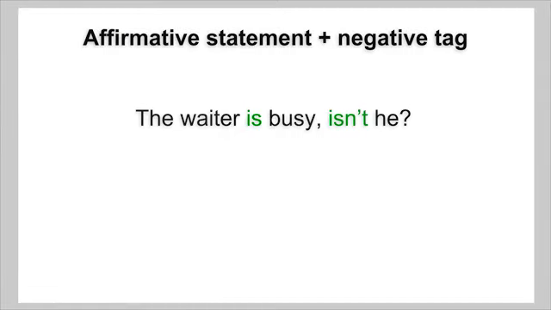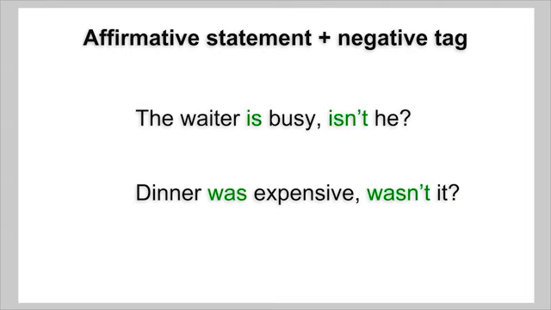As I said earlier, tag questions have two parts, a statement and a tag. With affirmative statements, we use a negative verb in the tag. The verb tense is the same in both the statement and the tag. "The waiter is busy, isn't he?" "Dinner was expensive, wasn't it?" Notice, if the subject is a noun, like the waiter or dinner, we change the noun to a pronoun, like he or it, in the tag. When we make tag questions about affirmative statements, we expect to hear affirmative answers.